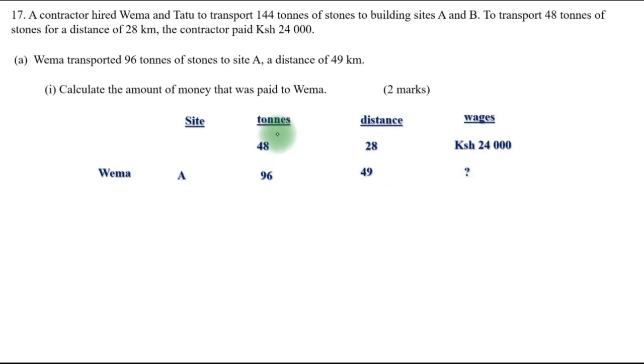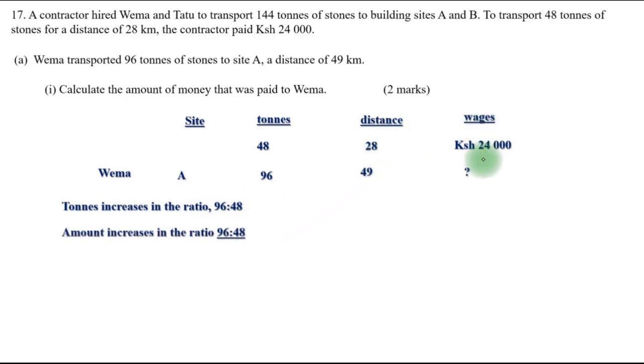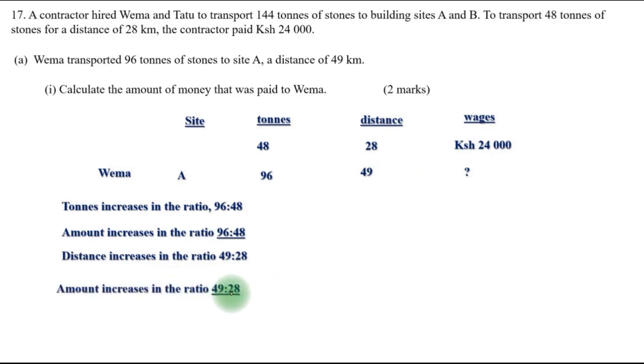If you look very well, tons increases from 48 to 96, and that means tons increases in the ratio 96 is to 48. Therefore, what about the wage? Automatically it will also increase in the same ratio. So this is what we shall use in our final calculation. Then distance also has increased from 28 to 49, and then we also expect the wages to increase in the same ratio. So that's what we shall use in our final calculation.